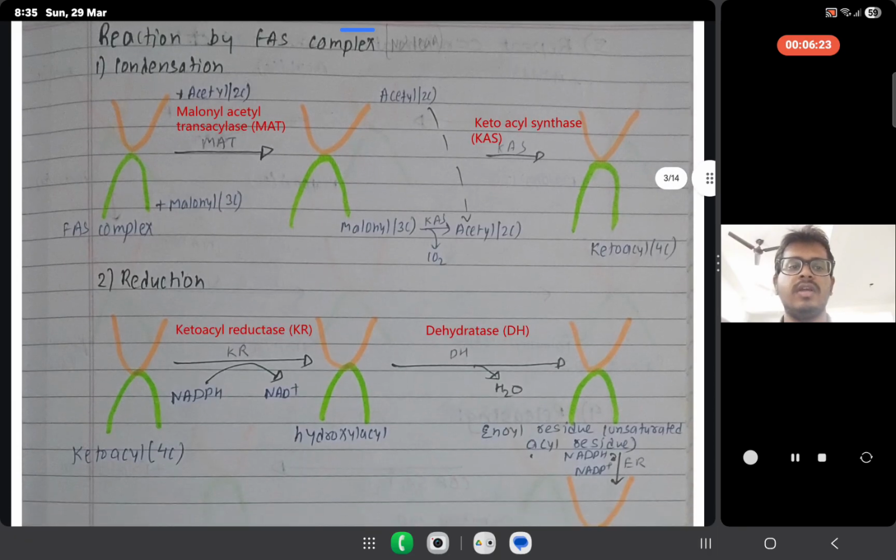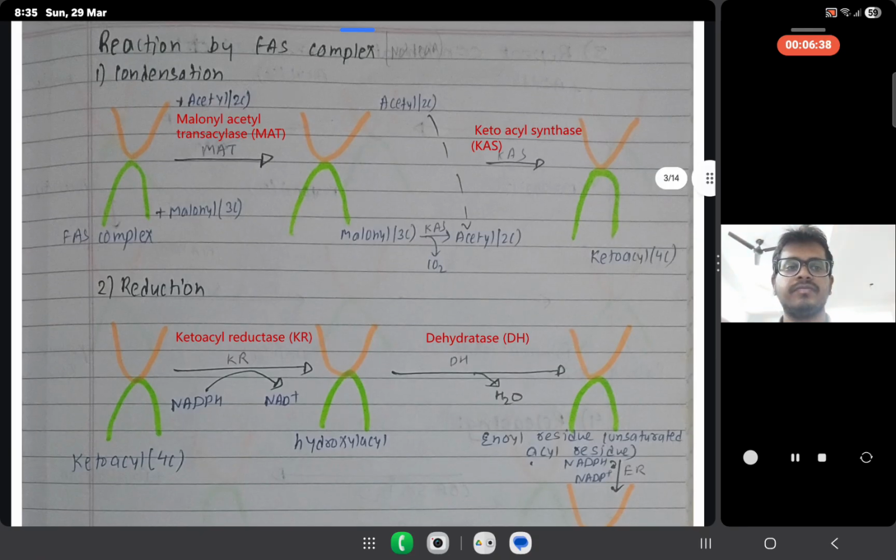Now we'll see the reactions by the fatty acid synthase complex. First step is condensation, second is reduction, third is regeneration. We have to regenerate to form a 16 carbon compound. Another is releasing. So first of all, we will see the condensation step.